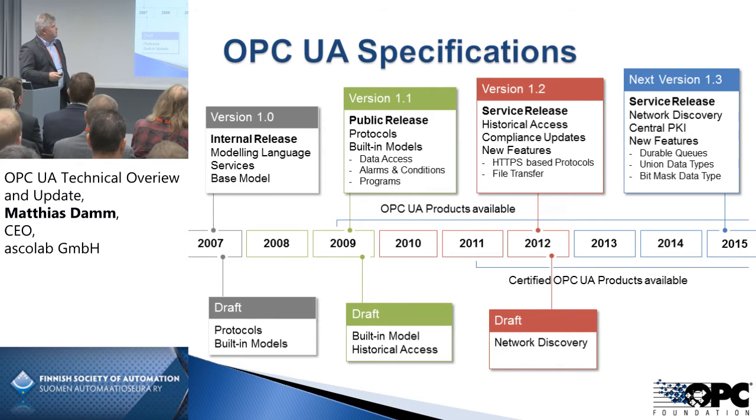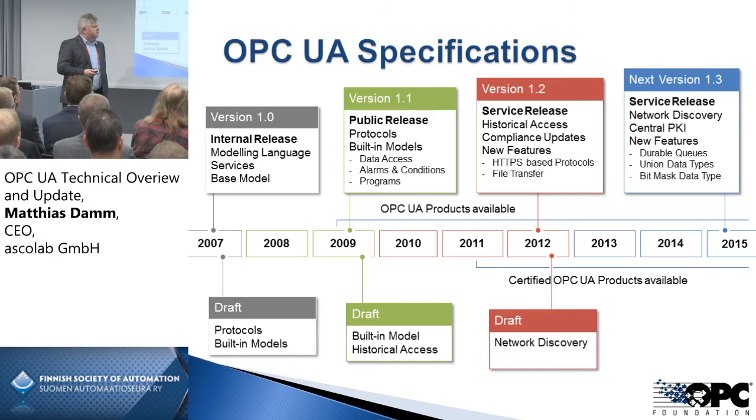But we also added in 2012 a few new features like two new protocol versions, and historical access was released at this time. And now in July of this year we released version 1.3 of the OPC UA specification, and we added there network-wide discovery as a new feature, and central certificate management. I will talk about these features a little on two or three slides.